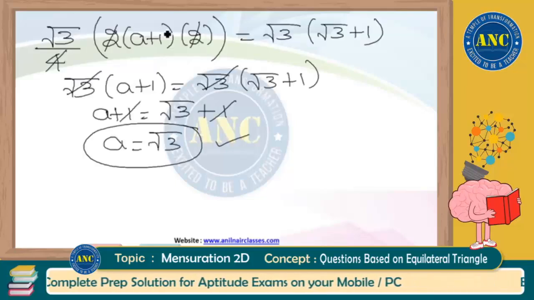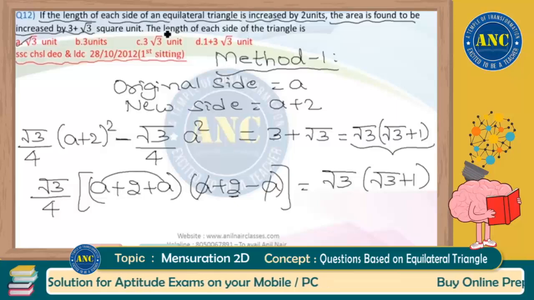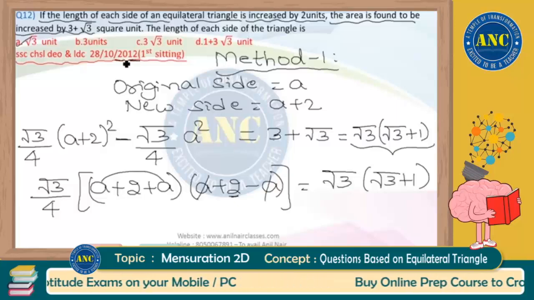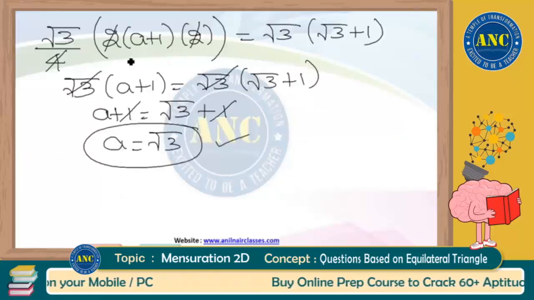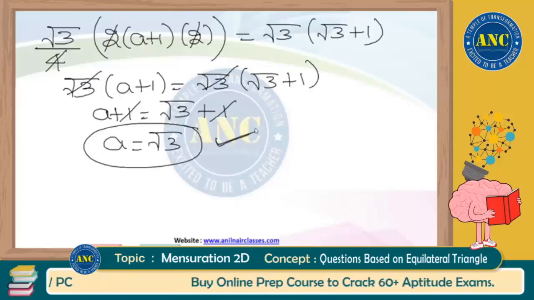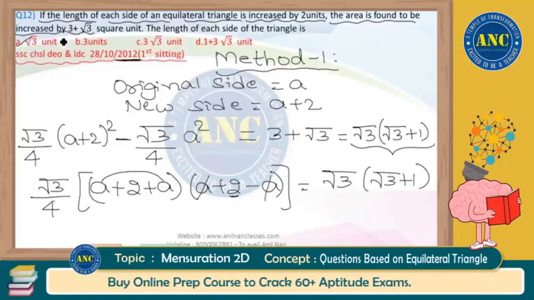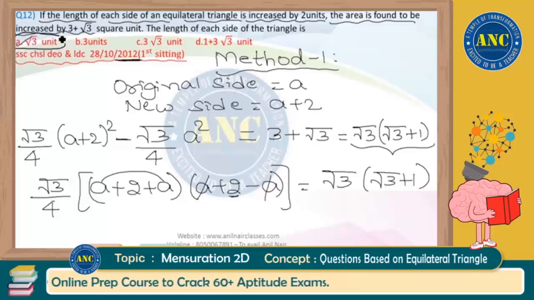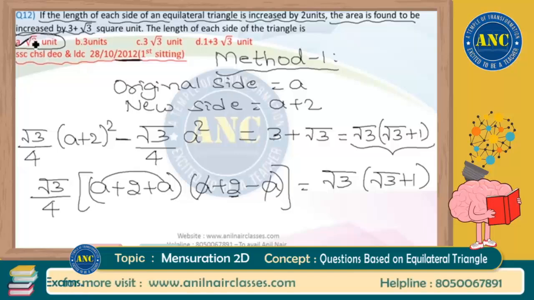Now see here, sir. This is also your original examination question, right? Which year? 2012. What is the correct answer? Correct answer is root 3. Root 3 is which option? It is the first option. Even if you have the habit of starting from the first option, that itself is the right answer in this question. So you will save a lot of time in this question actually.